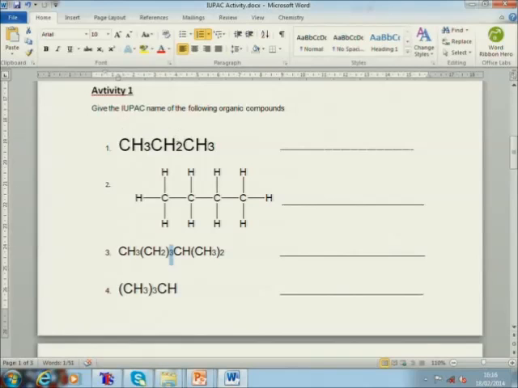That one, it won't give you a problem. So number 2 and number 3 and number 4, before you give the name, draw for yourself a structure so that you can see the whole picture for this condensed structure.